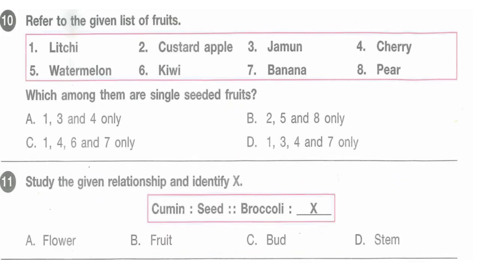Question number 10. Refer to the given list of fruits. 1. Lychee. 2. Custard apple. 3. Jamun. 4. Cherry. 5. Watermelon. 6. Kiwi. 7. Banana. 8. Pear. Which among them are single-seeded fruits? Option A says 1, 3 and 4 only. B, 2, 5 and 8 only. C, 1, 4, 6 and 7 only. And D says 1, 3, 4 and 7 only.